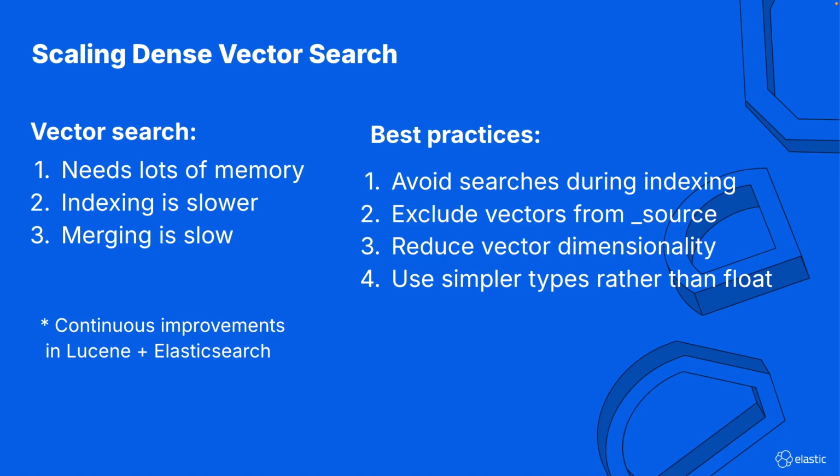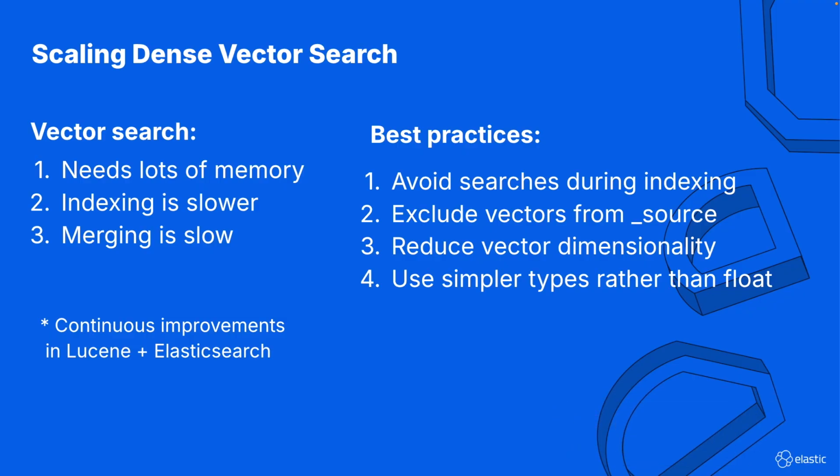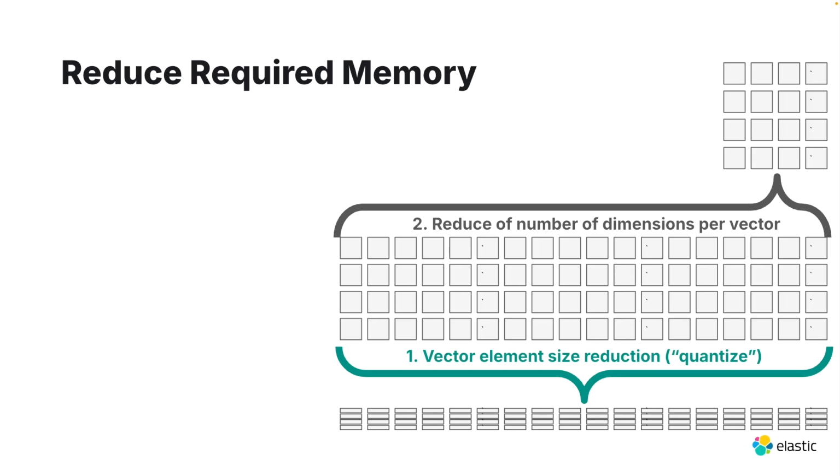It always works well if you don't search during indexing, just because of CQRS reasons, for example. It helps if you exclude vectors from source, and sometimes if you reduce dimensionality or use simpler types rather than float. This can be seen in this picture. If our model is giving us this vector, maybe we can go to fewer dimensions, or have less precision in every dimension. Even despite this reduction, we can still get results which are relevant enough. So we pay significantly less, the stuff works faster, and our results are still good enough.